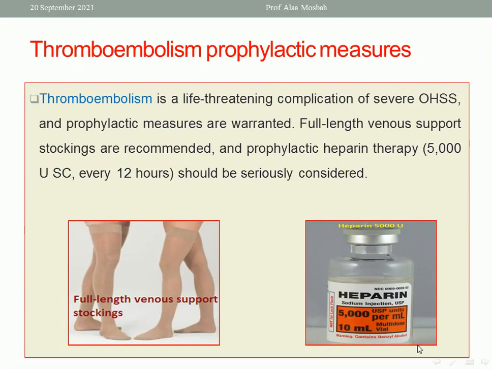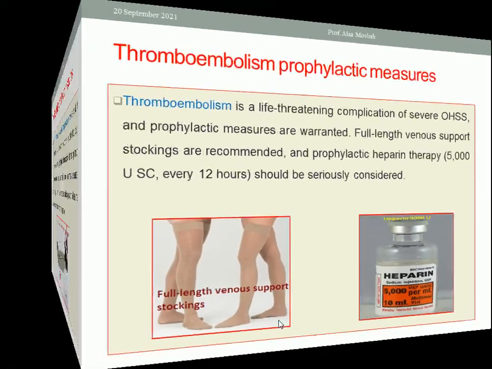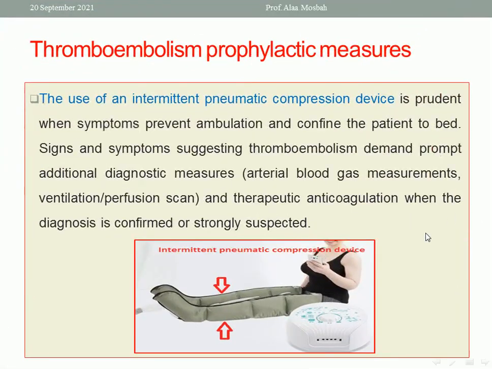What about thromboembolism? Should I give the patient prophylactic measures? Yes. Use elastic stockings. Use heparin 5000 subcutaneous every 12 hours. Use a pneumatic compression device as you see in the picture. Intermittent pneumatic compression device, especially in those bedridden for a long time.